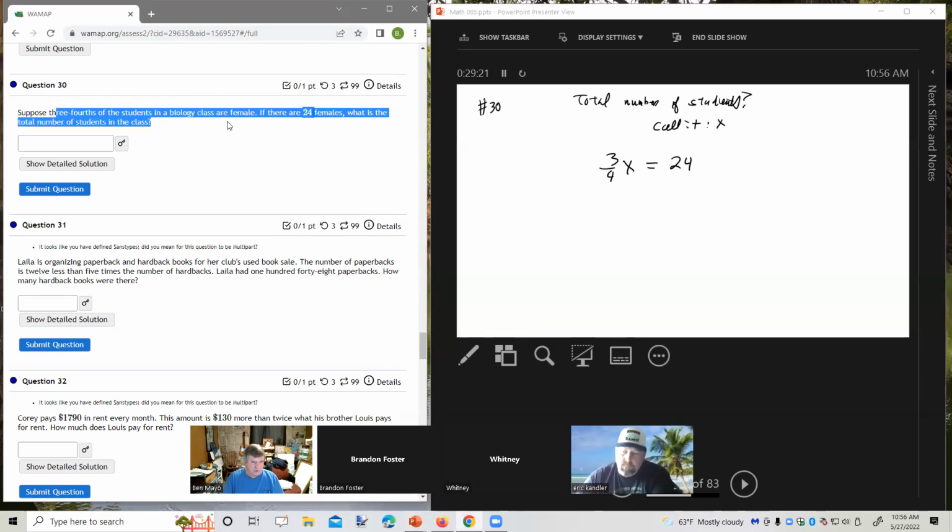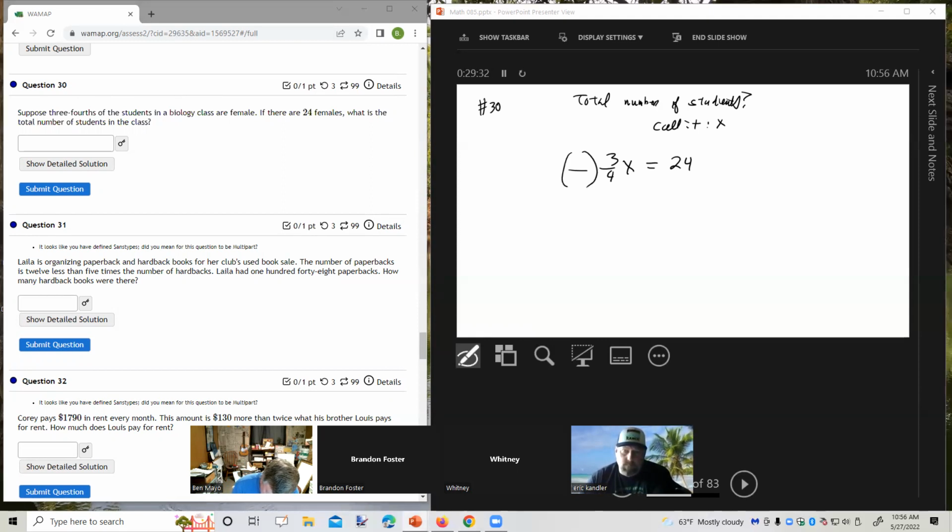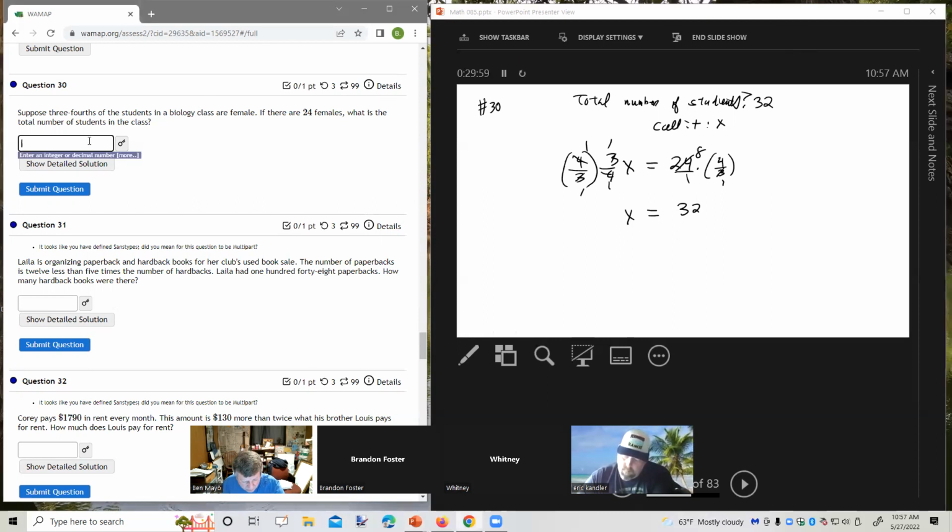So you've got 3/4 of X representing the females and 24 representing the females. Okay. Oh, but here we've got a coefficient that's a fraction. So we're going to multiply both sides by the reciprocal of that fraction. The 4's reduce down to 1/1, the 3's reduce down to 1/1, so you get 1 times X or just X. On the right side of the equation, 24/3 is 8/1. 8 times 4 is 32, so the total number of students would be 32.